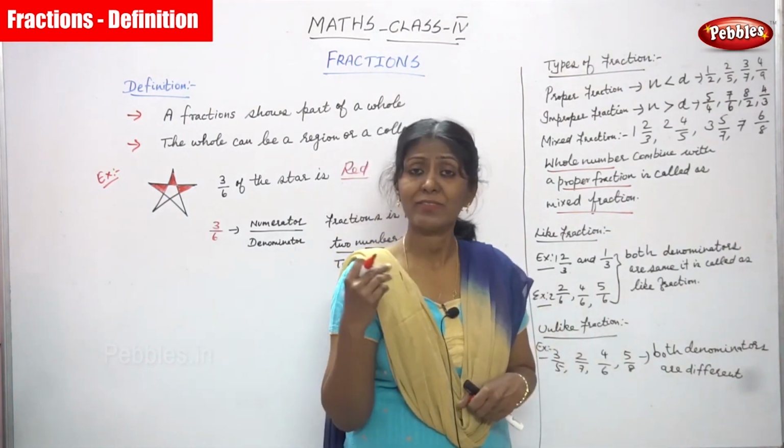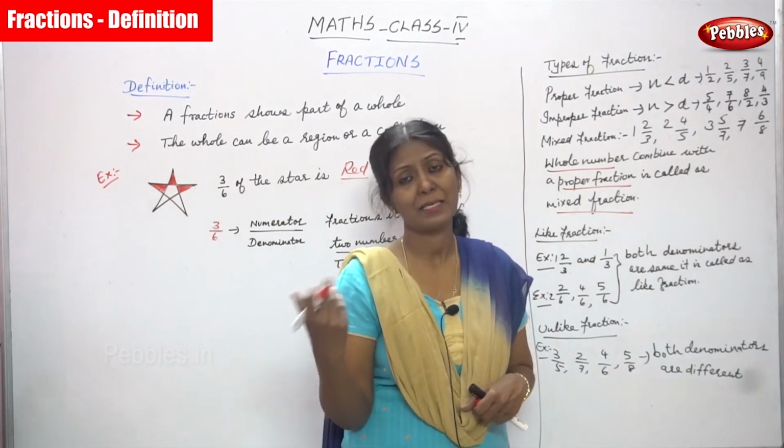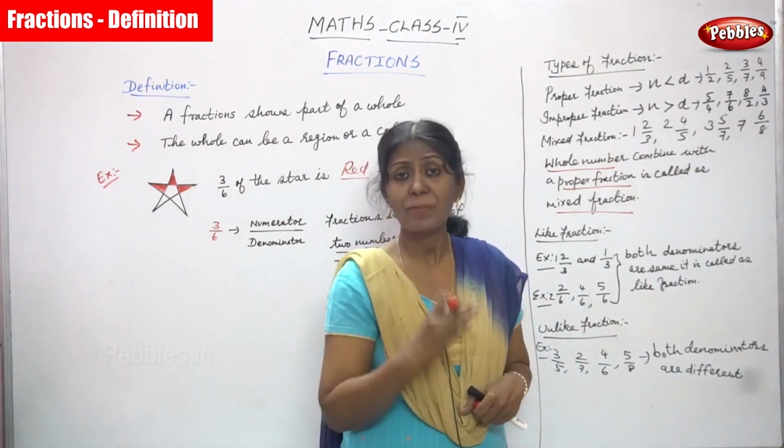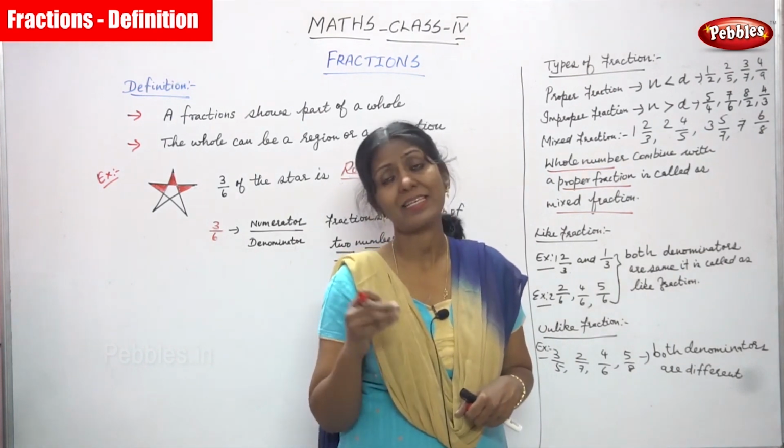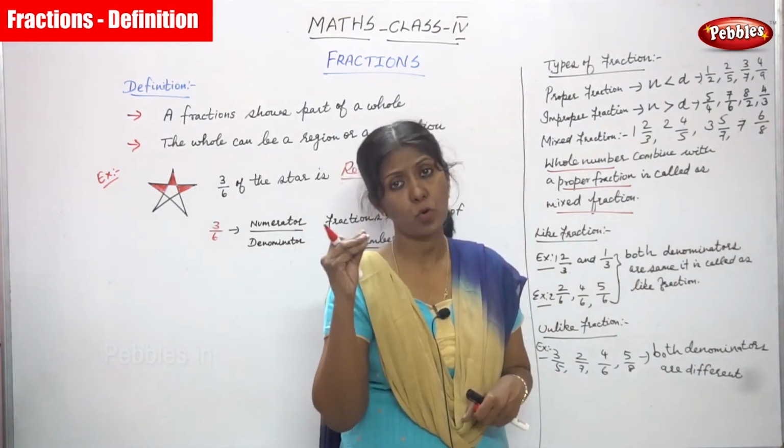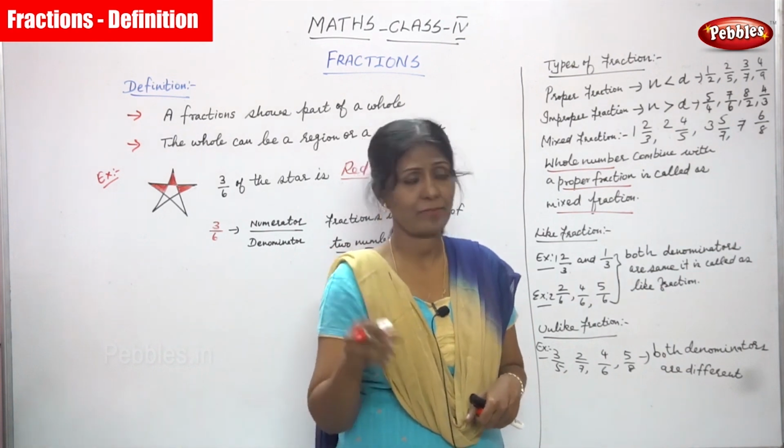Not only two, even 3 or 4, whatever the number of fractions may be, if the denominators are the same but the numerators are different, it is a like fraction. That means the denominators are always the same.